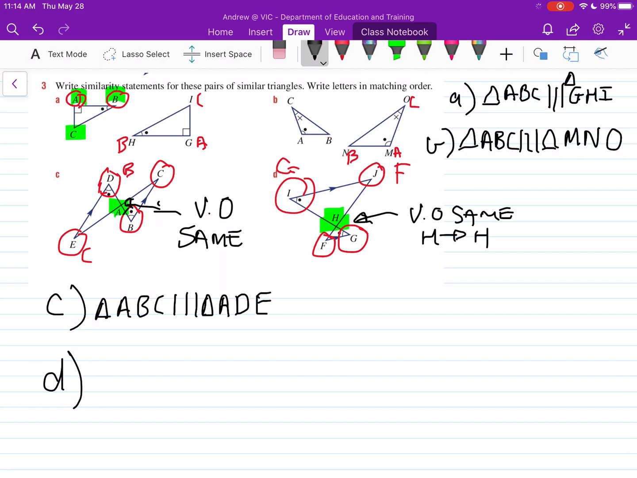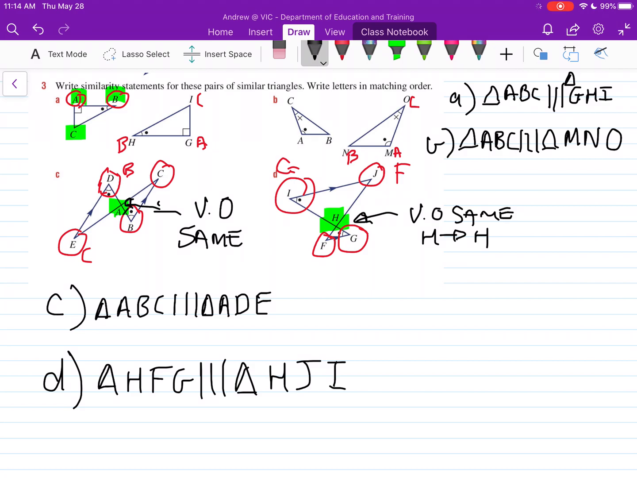So we just write out our similarity statement. Yet again, it's just all about getting the same order. So if I write triangle HFG, okay, this is going to be similar to triangle, and then H is the same, and then F corresponds to J, so it's going to be J, and I corresponds to G, so it's going to be I.